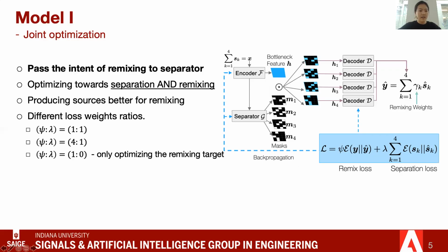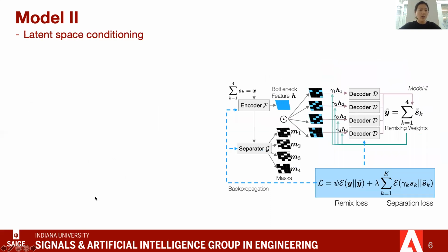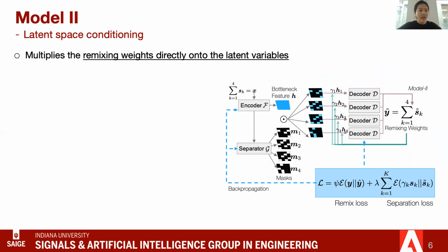Here they are listed in ascending order of the impact of the remix loss on the model training. In this very extreme case where lambda equals 0, the entire model is solely trained to optimize the remixing target. On top of the joint optimization performed in model 1, model 2 further adapts the separation model to remixing by multiplying the remixing weights directly onto the latent features, as indicated by the green lines in the diagram.